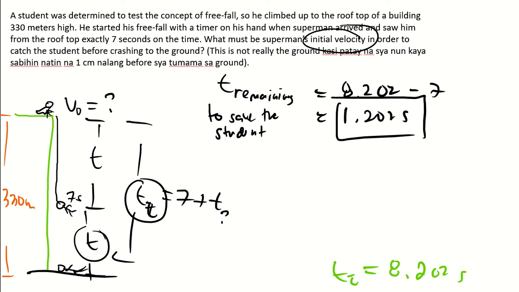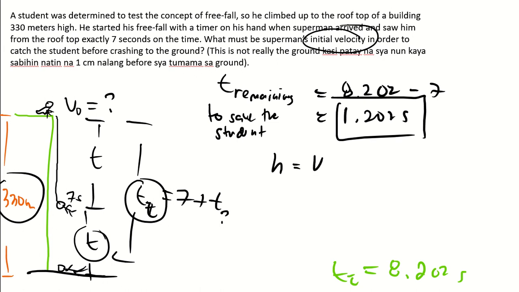Okay? Madali lang. So, ibig sabihin, V initial. Wait lang. Hindi pala madali. Okay, so pwede natin kunin ito, no? Pwede natin sabihin na 330 pa rin, kasi minus 1 cm lang naman, napakaliit lang naman yan. Grabe naman kayo. So, pwede natin gamitin itong formula na to.